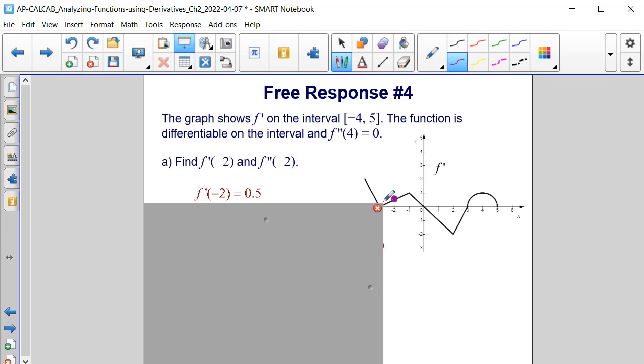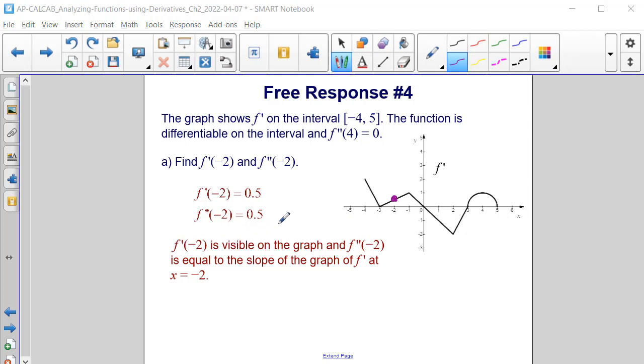And now in order to answer the second part of this, f double prime at -2, we're going to look at the slope of our function here, or how our function is moving. And this section is linear, and it has a slope of 1/2. So therefore, f double prime at -2 is also 1/2.